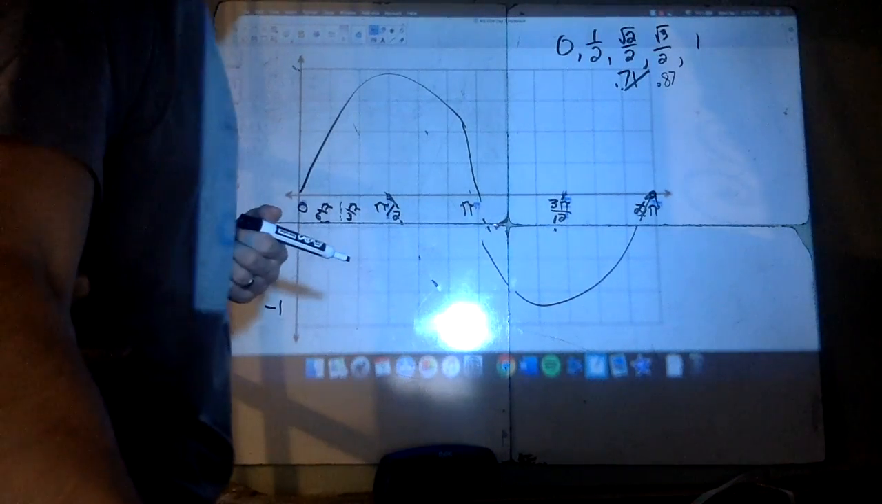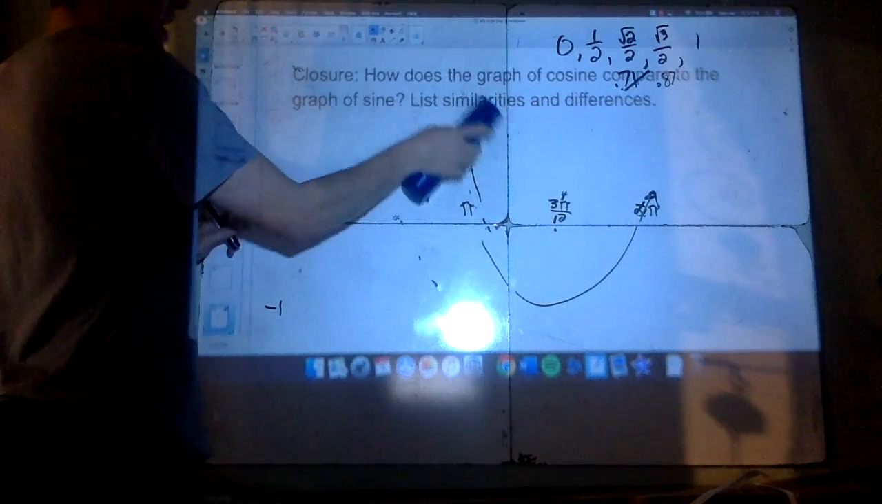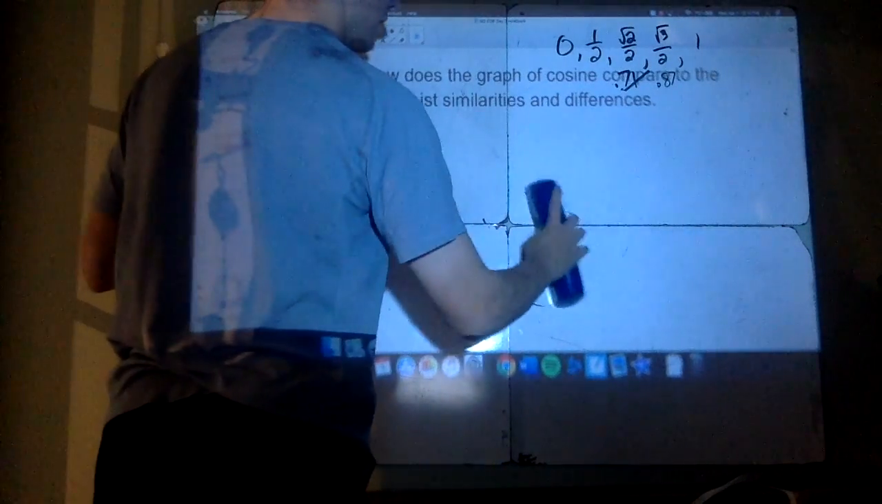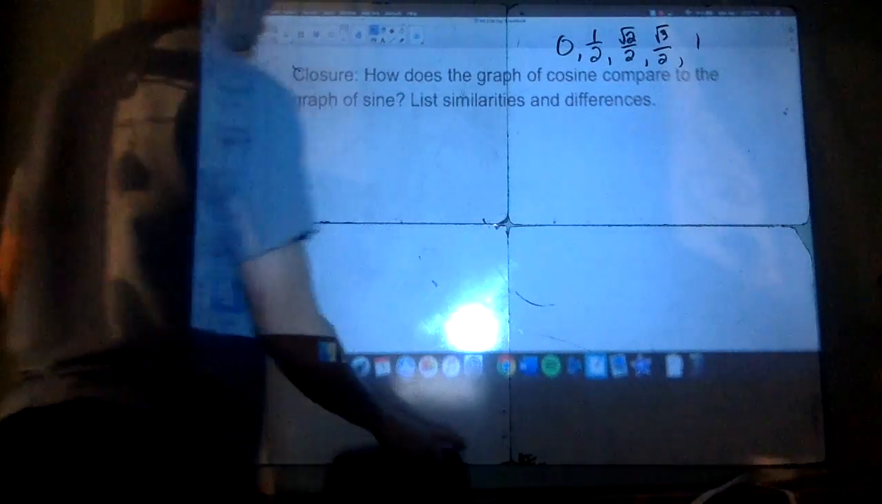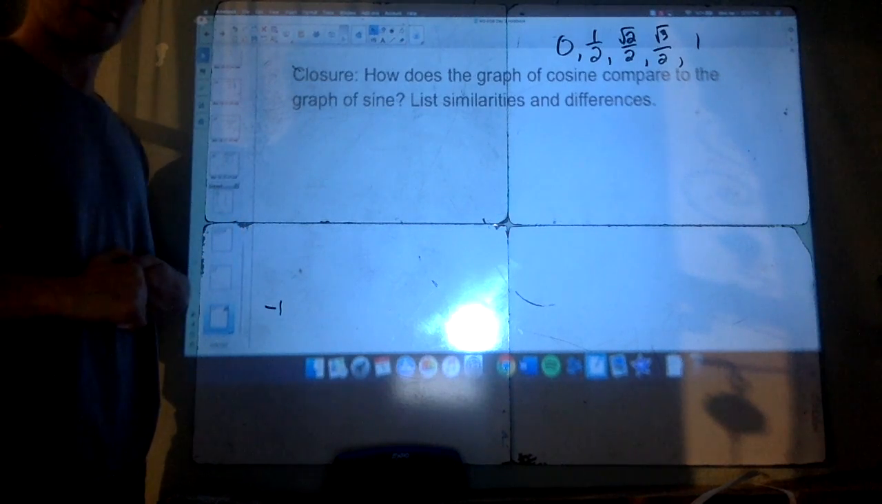So your closure for the day is to answer this question. How does the graph of cosine compare to the graph of sine? List similarities and differences. And that's all for today's lesson.